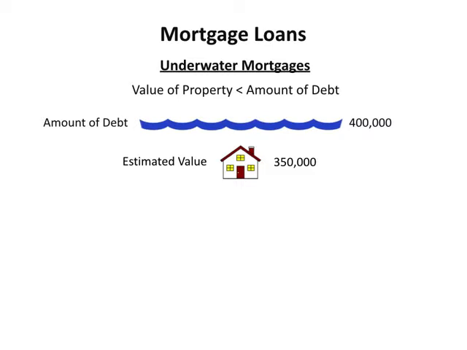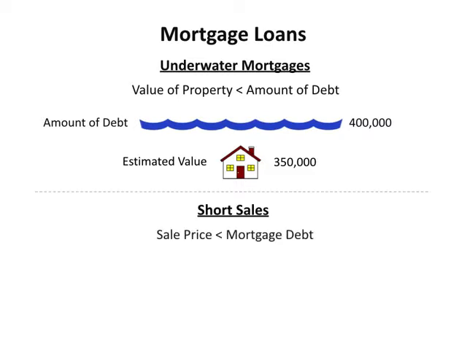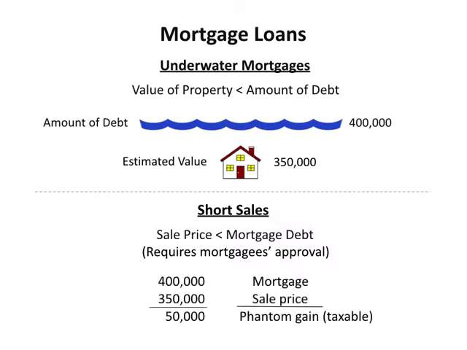An issue sometimes encountered in connection with underwater mortgages are short sales. The definition of a short sale is a sale of a mortgaged property for a price less than the amount of the outstanding debt. A short sale requires the mortgagee's approval. As the lien holder, the mortgagee has the right to claim the property sale proceeds up to the amount of the debt. A short sale results in the mortgagee receiving less money than is still owed on the debt. We'll use the loan amount and property value from the underwater mortgage example to illustrate a short sale.